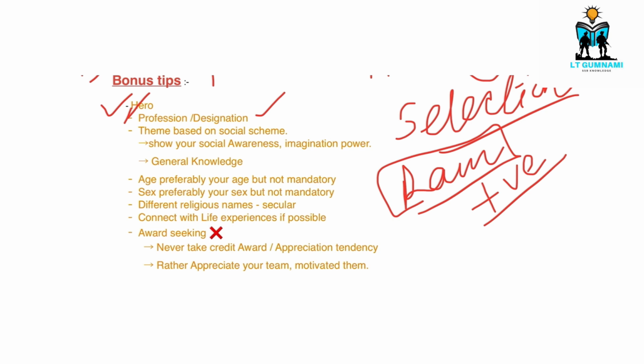The third thing is theme based on social scheme. Your TAT or PPDT test shows your social awareness, your imagination skill, and your general knowledge. This gives you some chance to show your social awareness. So try to incorporate some social scheme, what is happening or what has been launched by the government, and try to add those themes in your pictures or in your stories.